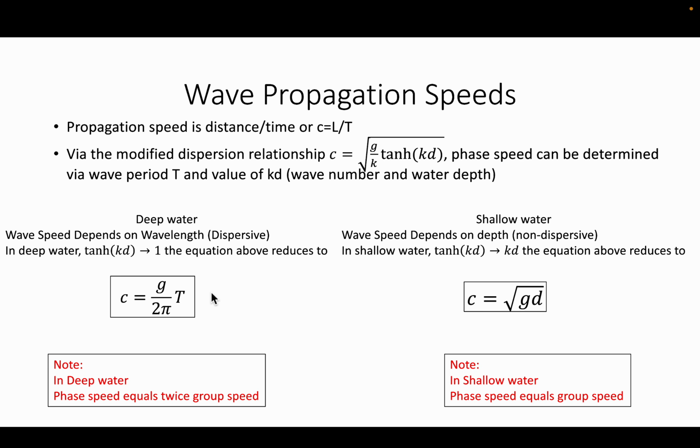There will be a deep water scenario and a shallow water scenario. In the deep water scenario, the speed is equal to gravity times the period divided by 2 pi. And in the shallow water scenario, we have the speed equal to the square root of gravity times the depth of the ocean. When you do these calculations, gravity is in meters per squared seconds. So you're not going to get mph or any unit like that out of that. So just keep in mind when you're converting. Again, deep water phase speed equals twice the group speed. Shallow water phase speed equals group speed.